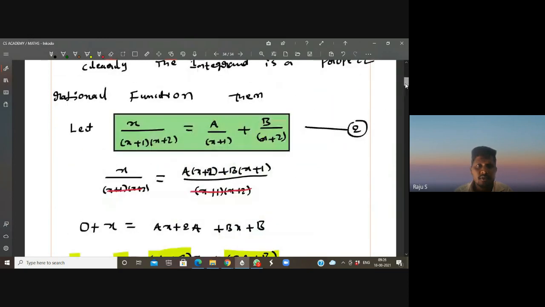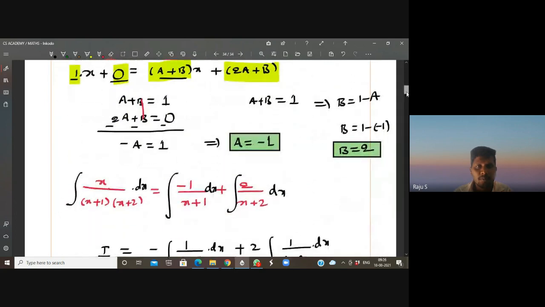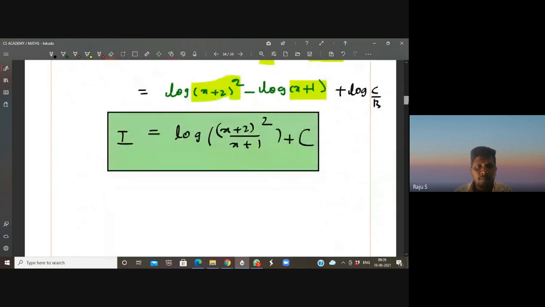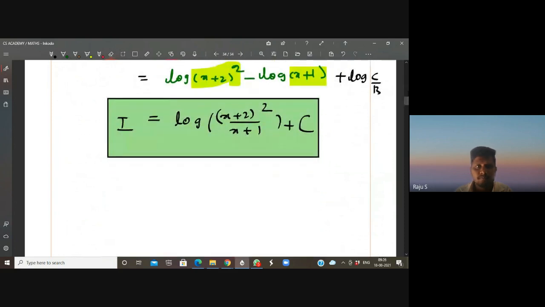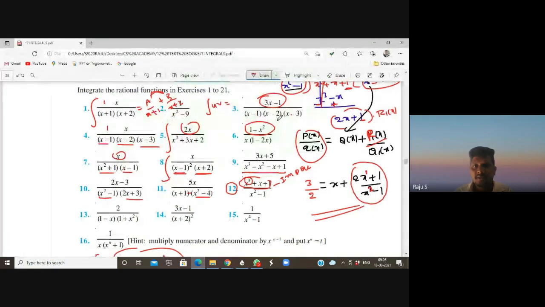Understood? First we have to check whether the given integrand is proper or improper. Proper or improper. Okay, next step. Next one, this question, second question, you can do it. Second question, you may do in a different way.